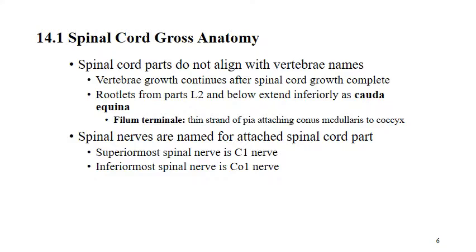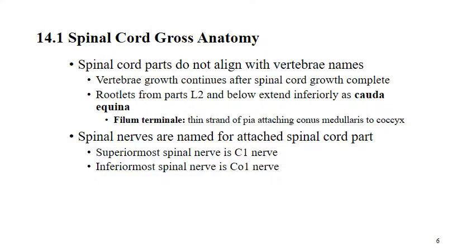All right, so the spinal cord gross anatomy: you'll notice that the parts do not exactly align with the vertebrae names. The vertebrae growth actually continues after the spinal cord growth is complete. So our spinal cord finishes up, and then our vertebral column is going to keep growing. So it's going to get longer than our spinal cord. The rootlets from L2, or lumbar vertebra 2, and below extend inferiorly, known as the cauda equina.